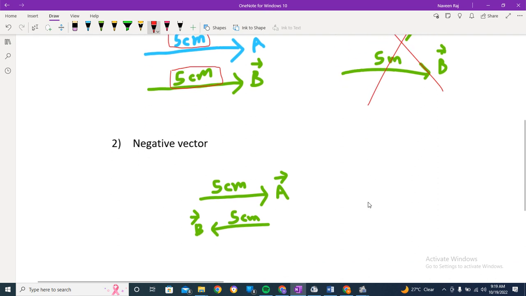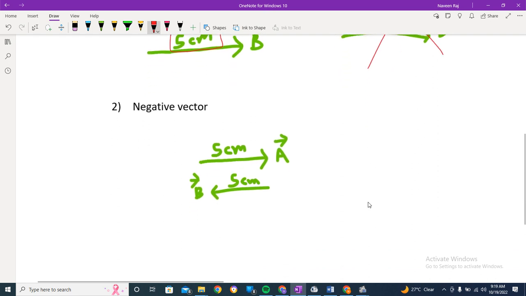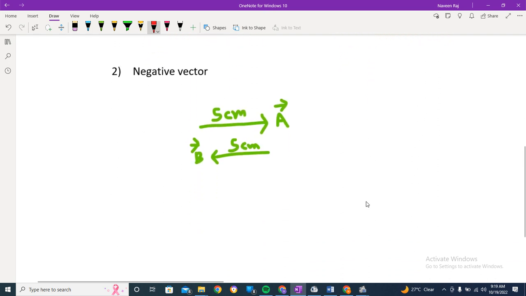Moving to the second type, we are taking the same example. The magnitude is the same and the direction is only opposite. The units are the same, the magnitude is the same, the direction is only opposite. This is called the negative of a vector. We just make an opposite vector of that, we only change the direction. In the case of a negative vector, the direction always changes, while the magnitude may change or not.